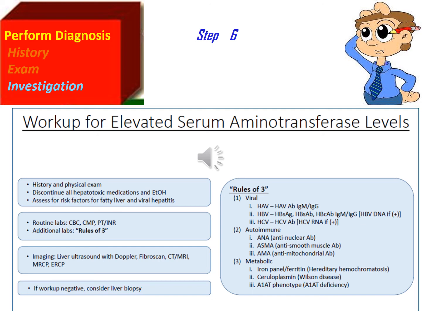Autoimmune screen: ANA, anti-smooth muscle antibodies, and antimitochondrial antibodies. And the metabolic panel: iron profile if you suspect hemochromatosis, ceruloplasmin if you suspect Wilson's disease, alpha-1 antitrypsin phenotype if you suspect alpha-1 antitrypsin deficiency.